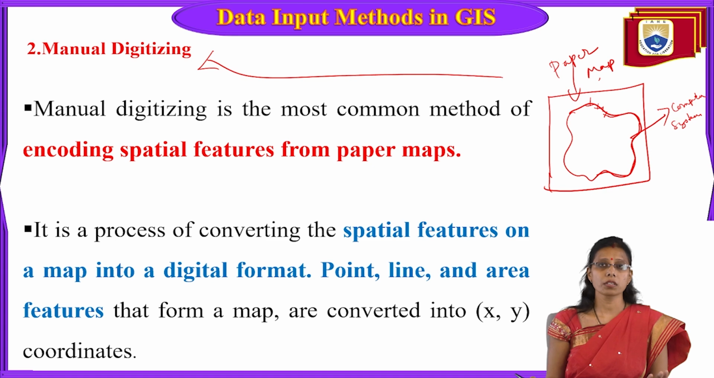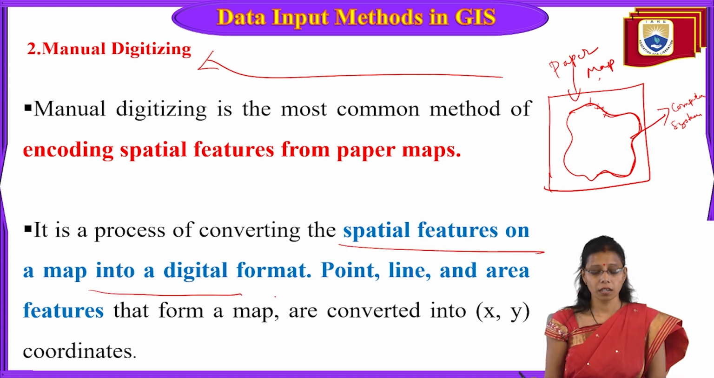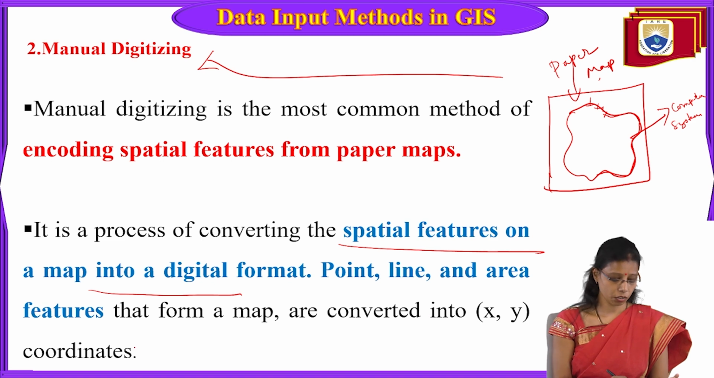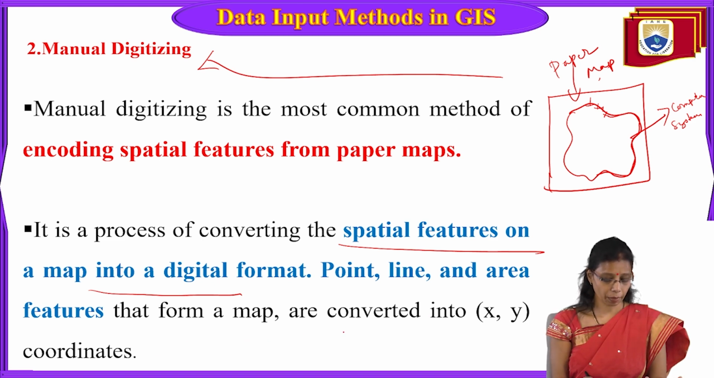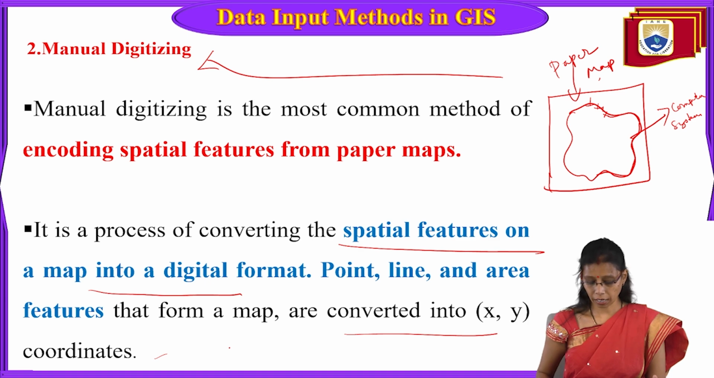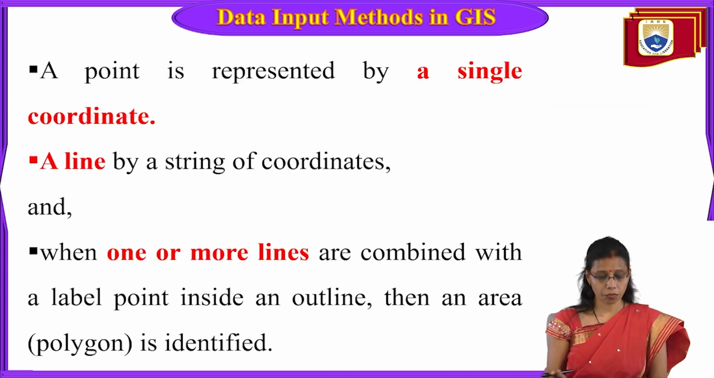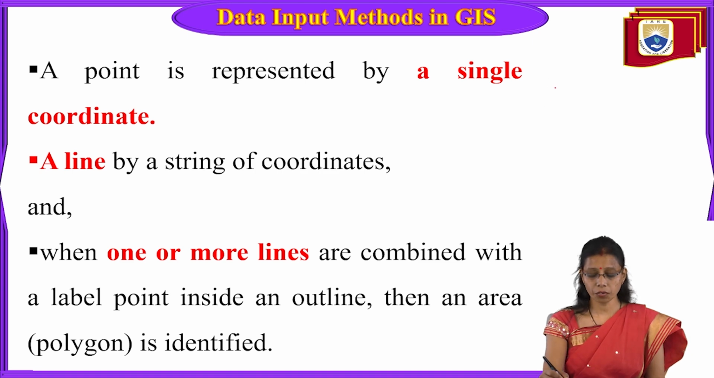So it is a process of converting the spatial features on a map into a digital format. Point, line, and area features that form a map are converted into XY coordinates. So all this information can be done through a digitizer. For example, a point is represented by a single coordinate. Suppose this is the paper map, and this is the point here.